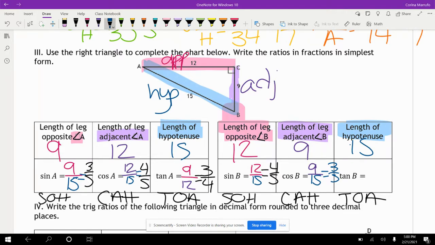And then tangent of B. Our tangent of angle B is opposite over adjacent. So our opposite side we said was 12 over our adjacent, which is 9, and 12 over 9 is going to reduce to 3 over 4. Okay, so that's how you set up your trig ratios.